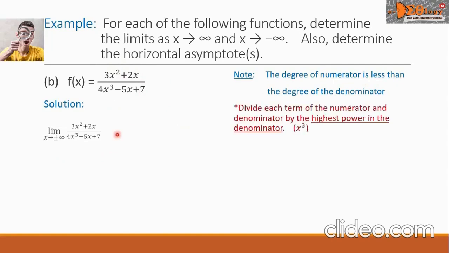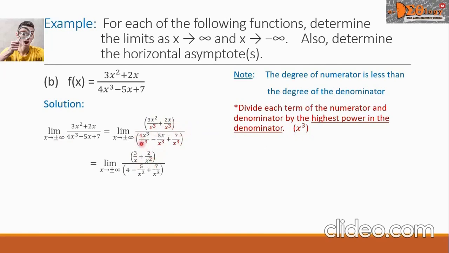Now, let us divide each term of the numerator and denominator by the highest power in the denominator. In this example, the highest power is x cubed. So this expression now becomes like this. Simplifying each of the terms, the 3x squared over x cubed now becomes 3 over x, plus 2x over x cubed is now 2 over x squared.